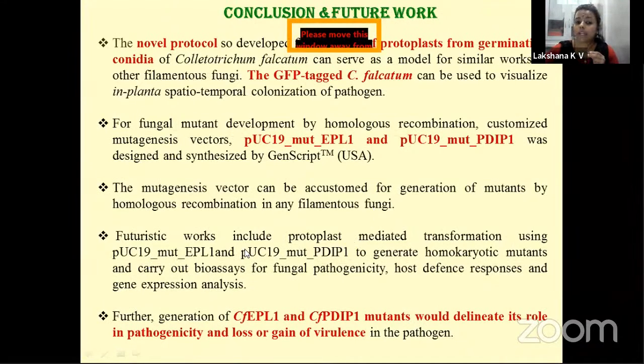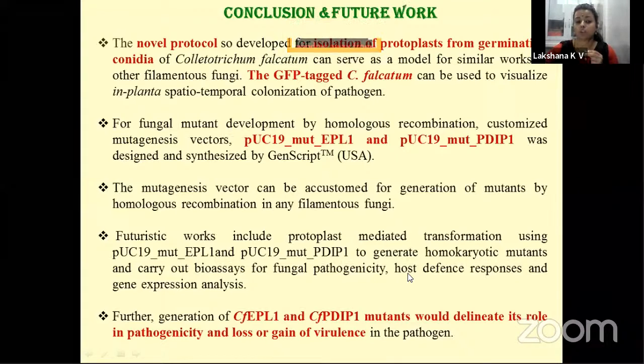Future work includes protoplast-mediated transformation using the two mutagenesis vectors to generate homokaryotic mutants and to carry out bioassays for fungal pathogenicity, host defense response, and gene expression analysis. Further, the generation of CfEPL1 and CfPDAP1 mutants would delineate their role in pathogenicity and loss or gain of function in virulence in the pathogen.